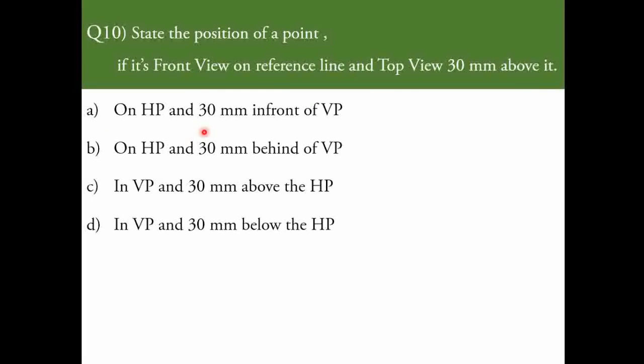On HP and 30 mm in front of VP. Okay, means final position, the front view is on the reference line and top view will be 30 mm above it, so that point will be on HP and 30 mm in front of VP. Second option, on HP and 30 mm behind VP. Third option, in VP and 30 mm above HP. And fourth option, in VP and 30 mm below HP.